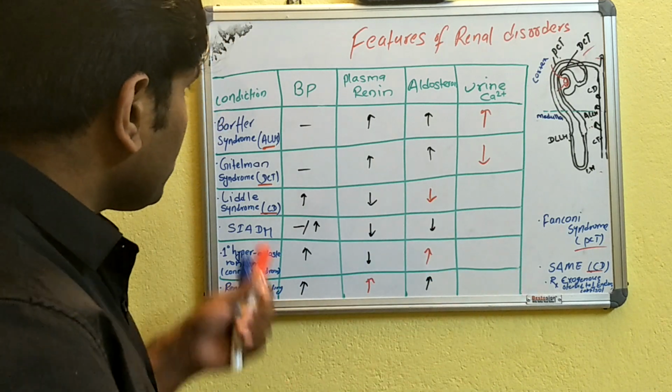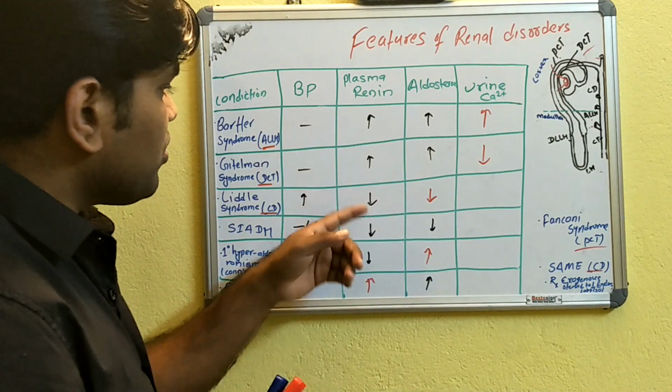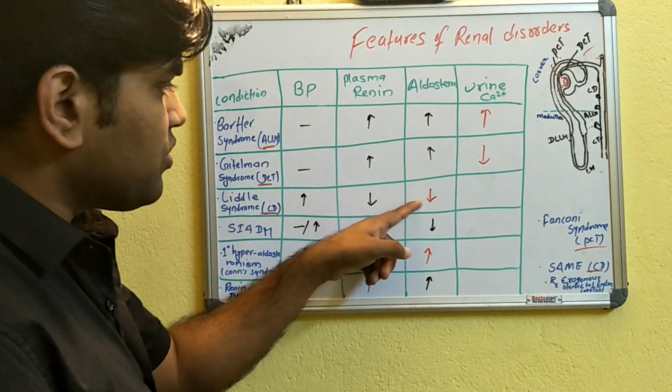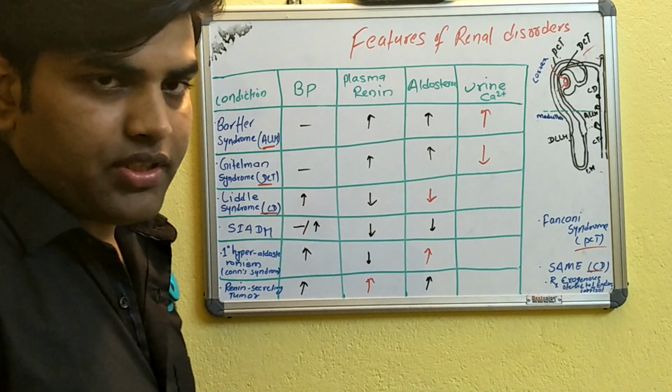Okay, so in Liddle syndrome aldosterone is decreased. Since aldosterone is decreased, your renin will also be decreased, because the renin angiotensin aldosterone mechanism is not activated here, and the BP will be increased.